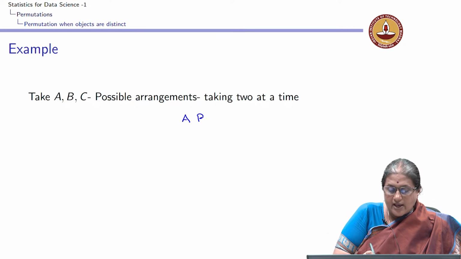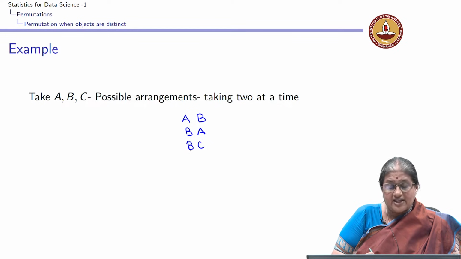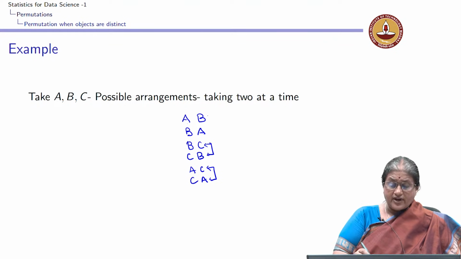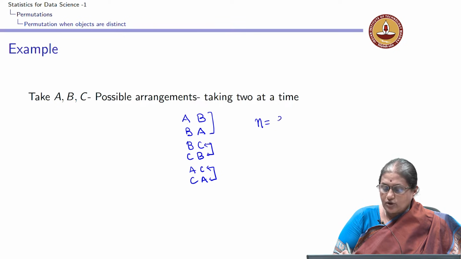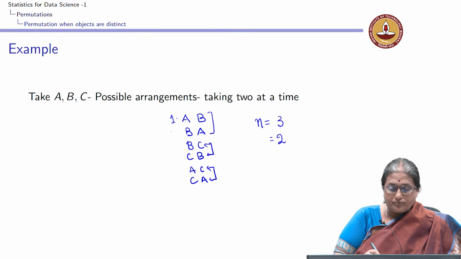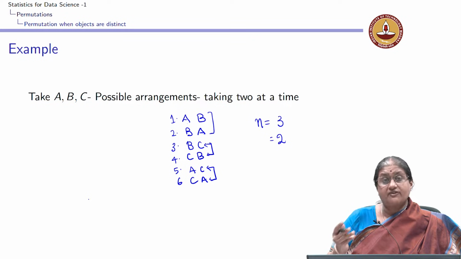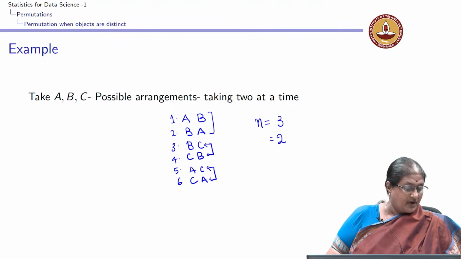I can choose A and B, and within A and B I can arrange them as AB or BA. Similarly, I can choose B and C, and within B and C, CB, because this ordering is different from this ordering, and I can look at AC and CA. So, when I am taking out of n equal to 3, I am taking 2 at a time. I see again the number of possible arrangements are 1, 2, 3, 4, 5 and 6. In this case, both the first answer and second answer are the same.